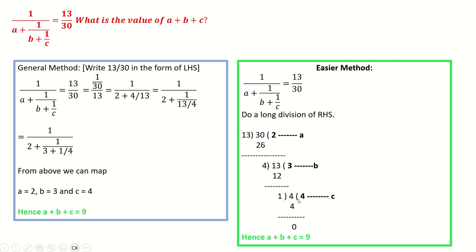1, you divide 4 here, which gives 4. Until you get 0, you continue this. Whatever number of variables there are, you will get that many quotients here. You just apply them in the same order. 2 is A, 3 is B, 4 is C. So the answer is A plus B plus C, which is equal to 9.